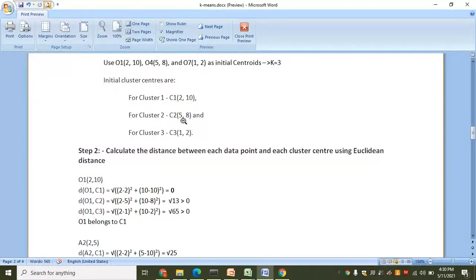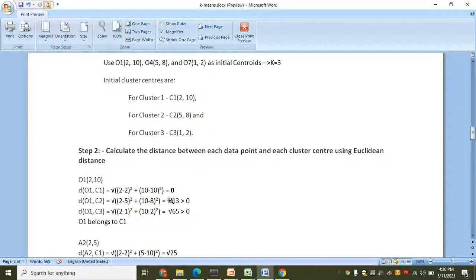Now the distance between object 1 and the center C2. The center C2 is 5 comma 8. Then the distance will be the square root of 2 minus 5 the whole square plus 10 minus 8 the whole square, which will be the square root of 13. And we also need to calculate the distance between object 1 and the center C3. Object 1 is 2 comma 10, center C3 is 1 comma 2.